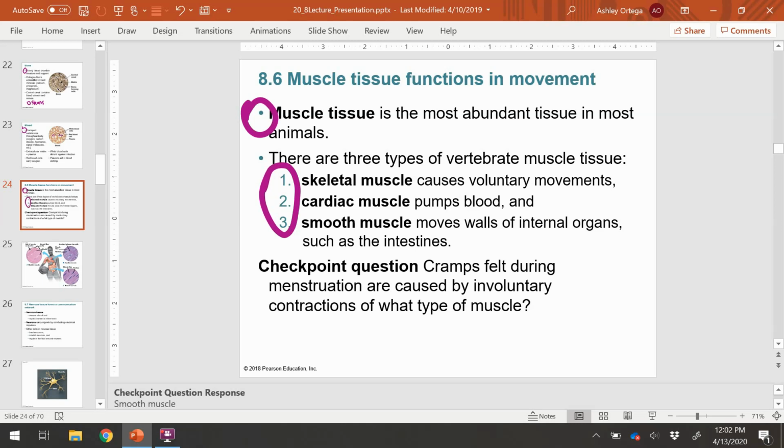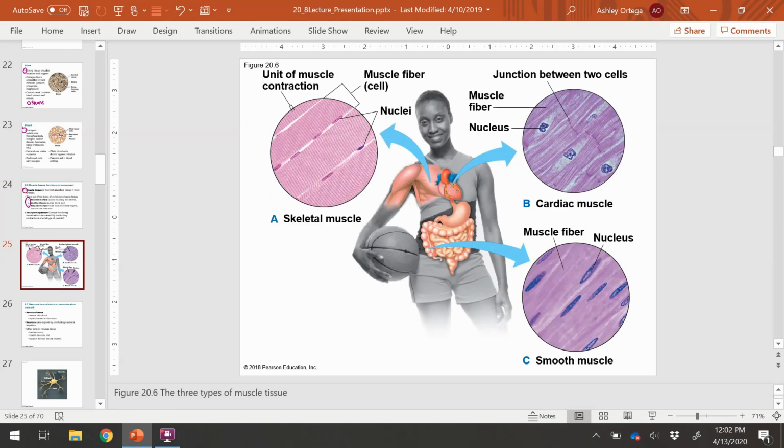Smooth muscle is going to be found in the walls of internal organs, like the intestines, to help movement of the food and stool throughout the body. It's going to aid the digestive system in that example.